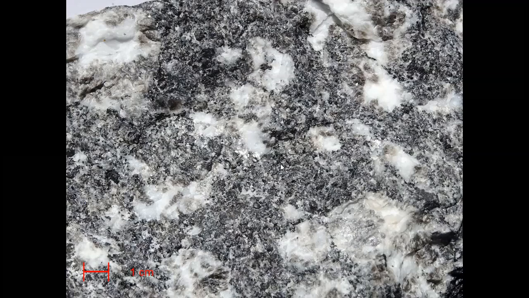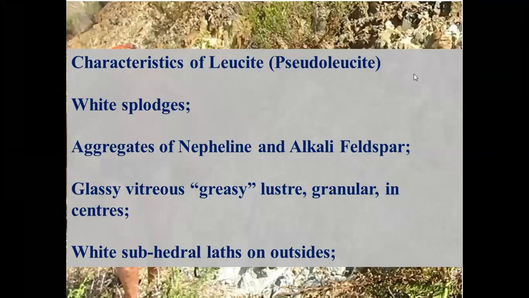And I think that's the last slide. So what we've got there, this is leucite. Well, it's not actually. It was leucite. And the leucite has altered. Leucite is another one of these feldspathoids. So this one is again a sodium-rich feldspathoid.